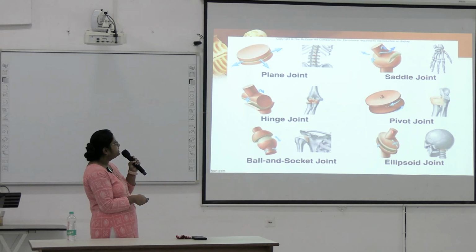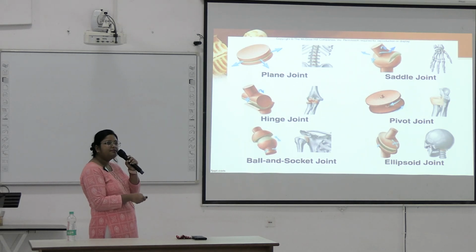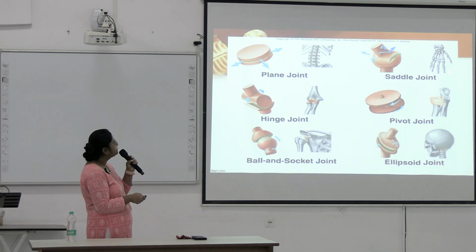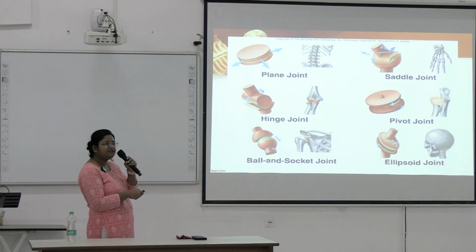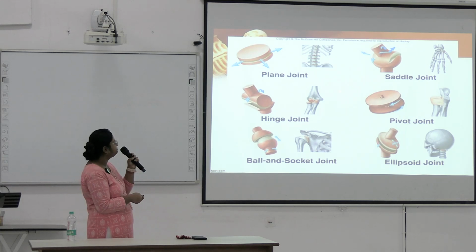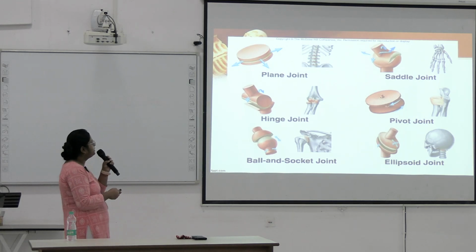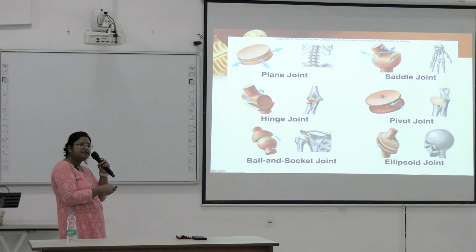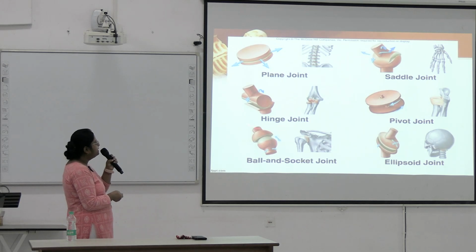Pivot joint, midline bony pivot surrounded by an osteoligamentous ring. Saddle joint formed by the concave or convex surface reciprocating with each other. Okay, so plane joint is present in between the articular processes of vertebra. Hinge joint at the elbow joint, ball and socket shoulder joint.